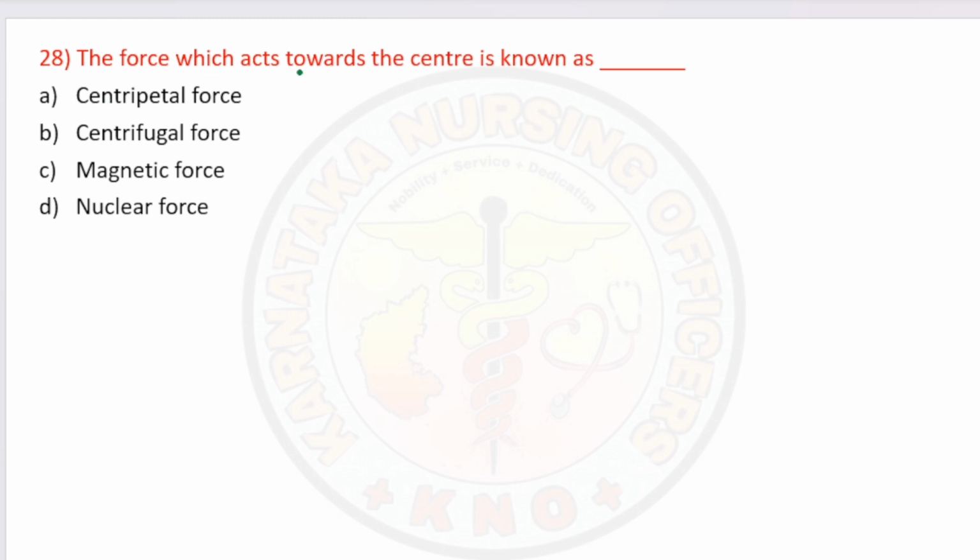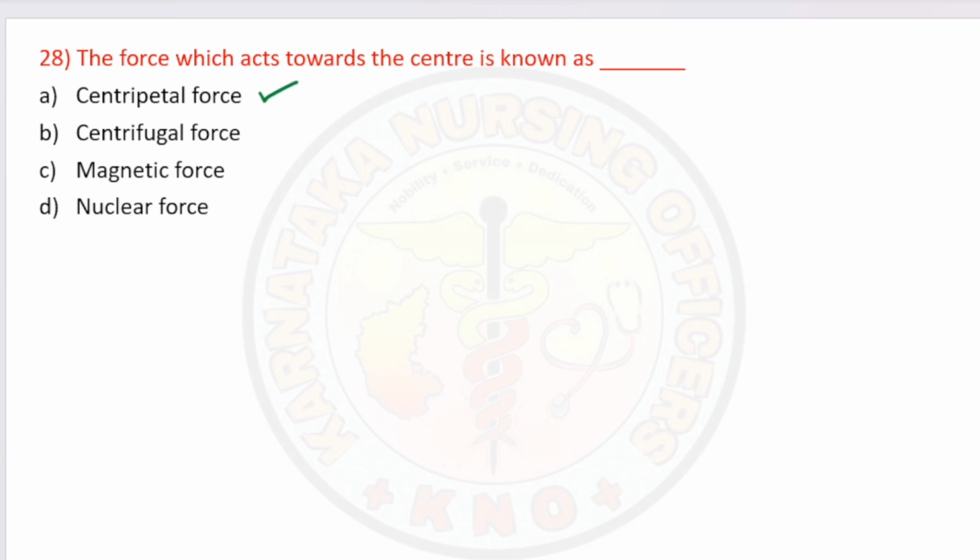The force which acts towards the center is known as dash. And the options are like this. Option A, centripetal force. Option B, centrifugal force. Option C, magnetic force. And option D, nuclear force. And the correct answer is option A, centripetal force.